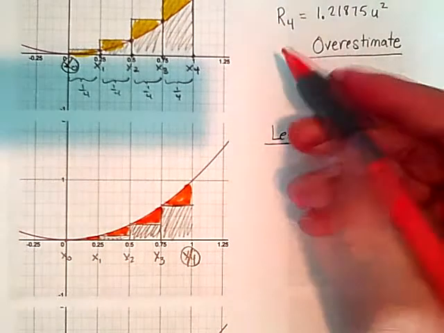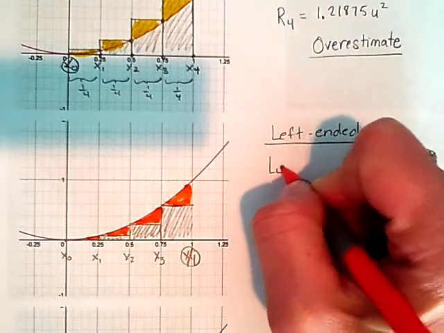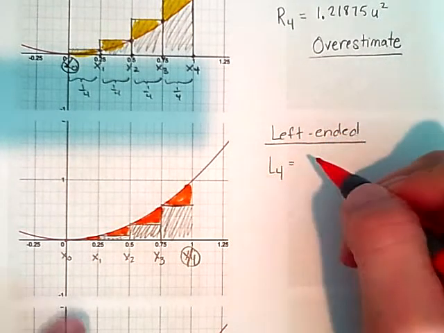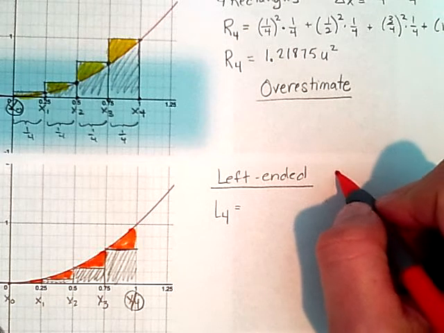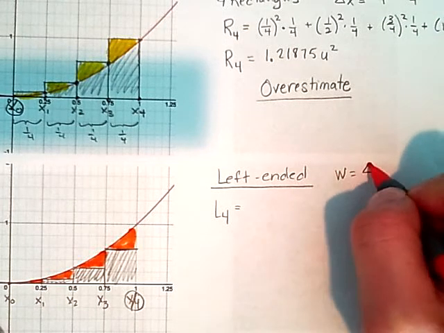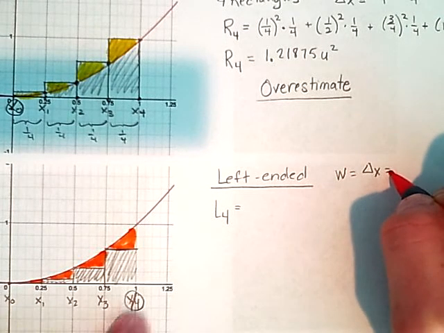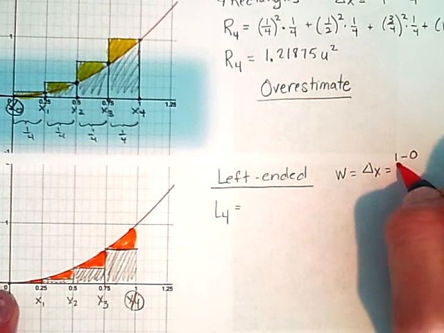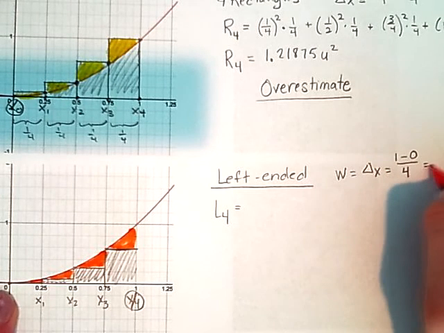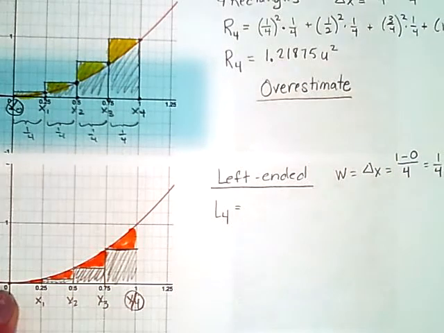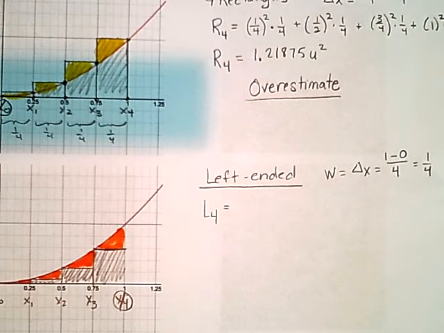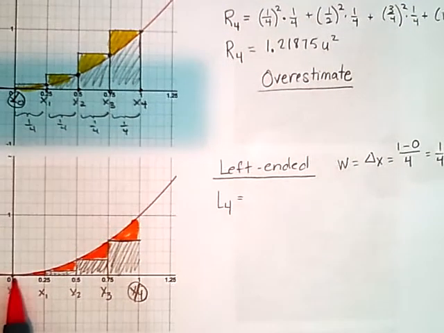But I'm going to do the same thing. I'm going to break it into 4 left-handed rectangles. My delta x is going to be the same thing, which is my width. My change in my x value, I go from my right-handed point to my left-handed point, and I divide it by the number of rectangles that I want. So my delta x every time is still going to be 1/4. It's just where I start.